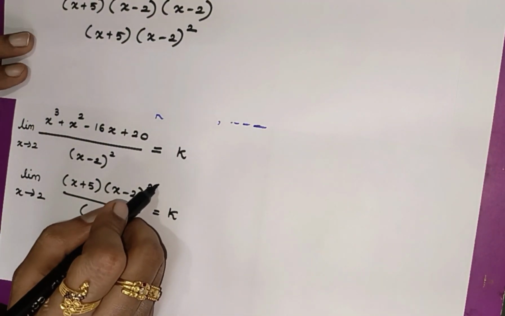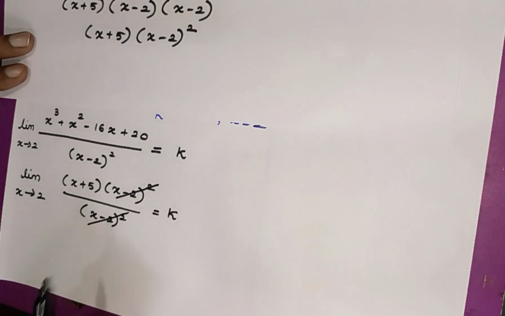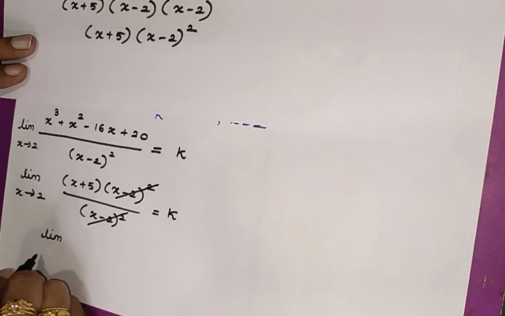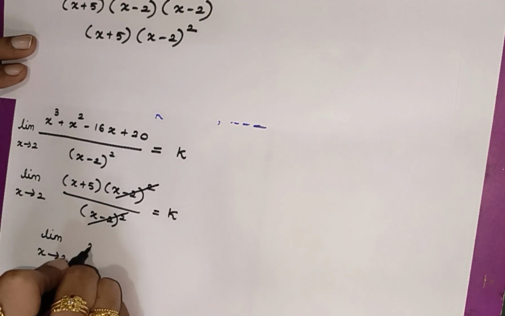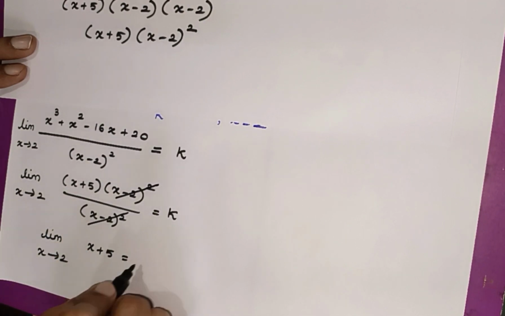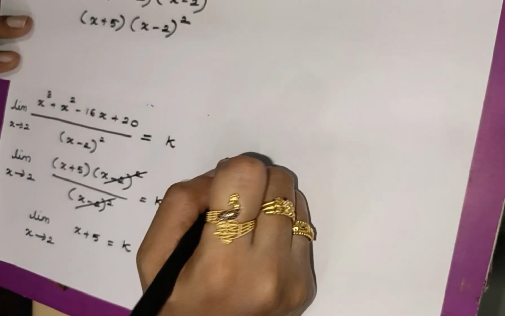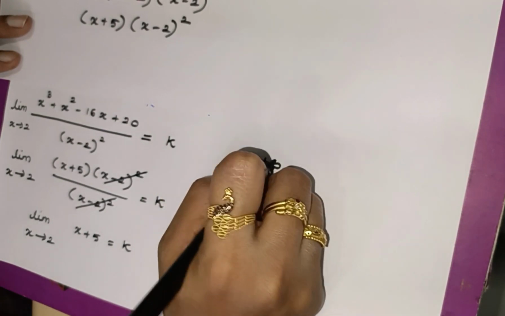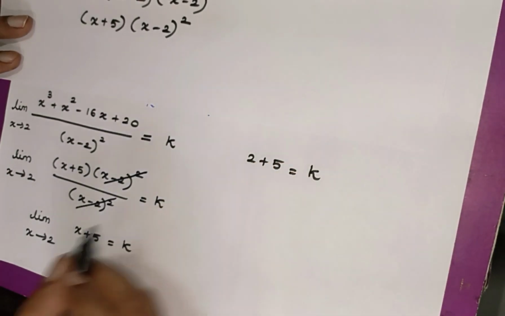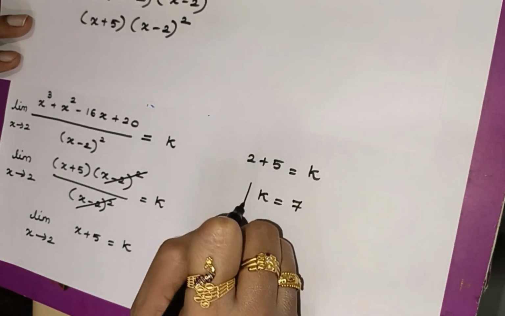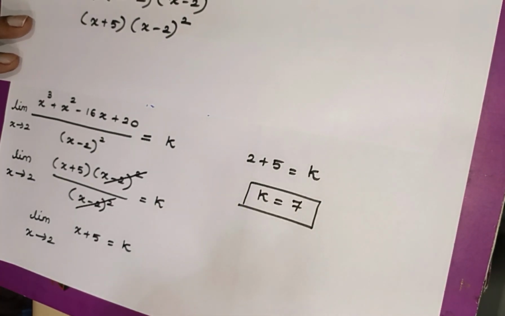So x minus 2 the whole square and x minus 2 the whole square get cancelled, and we are getting the result limit x tends to 2 x plus 5, that is equal to k. Now we are going to substitute the value of x as 2 in this case. So 2 plus 5, that is equal to k. So 2 plus 5 is 7. So what is the value of k here? k equal to 7 in this question.